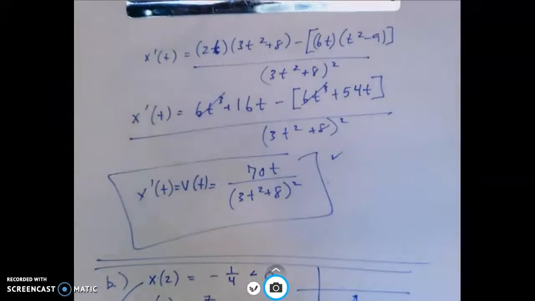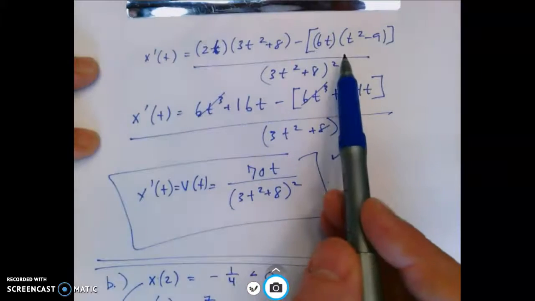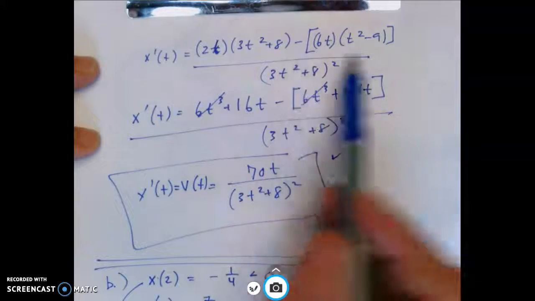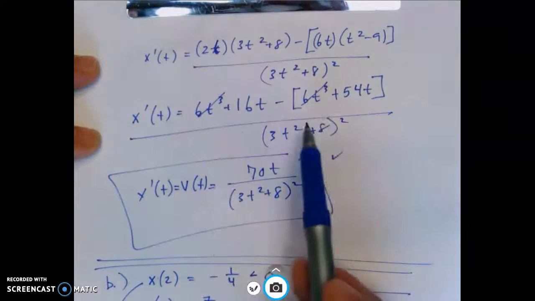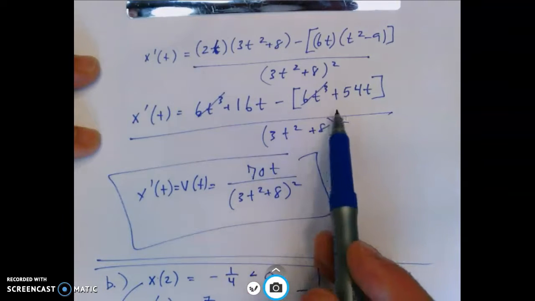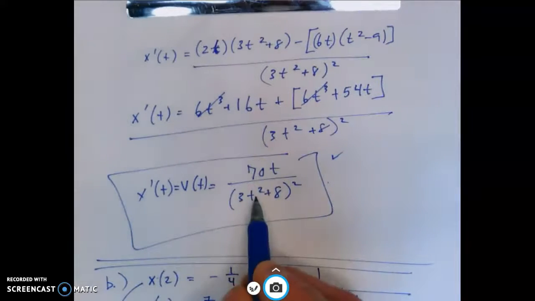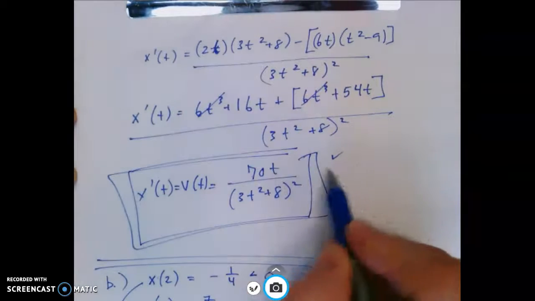So I don't want to bore you with all the working out, but here we go. This is going to be the quotient rule, the derivative of the first, normal second, and so on. We then distribute through and clean it up a little bit. And when we clean it up a little bit, we get minus 54, so this becomes plus 54. And this becomes 70t over 3t squared plus 8 quantity squared. And that's part A. Done.